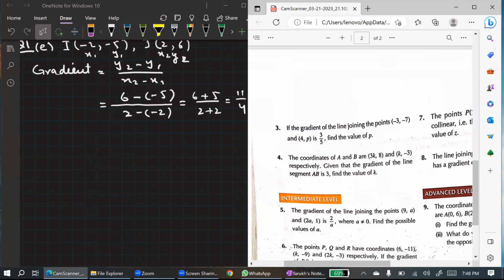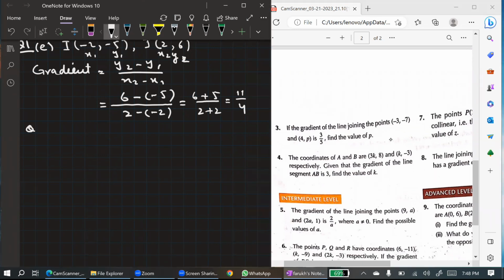Now question number 3. In question number 3, the gradient of the line joining the points -3, -7 and 4, p is given and equal to 3 over 5. We want to find out the value of p. Now gradient is given and the formula for the gradient is y2 minus y1 over x2 minus x1.